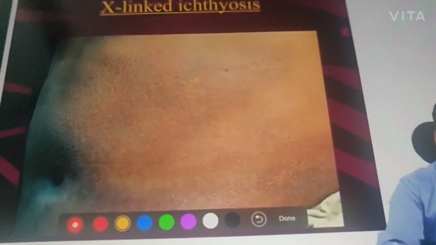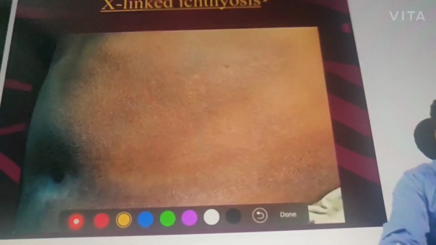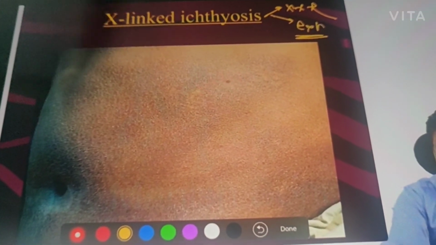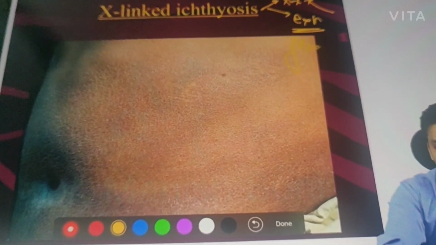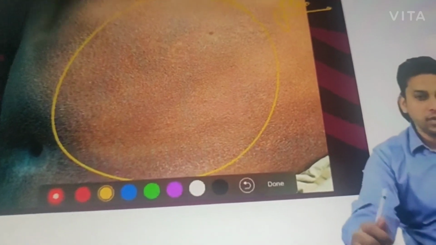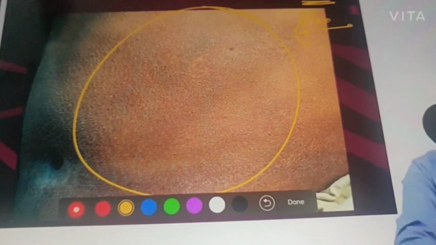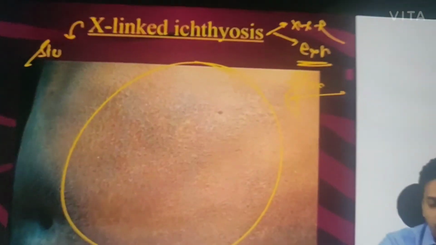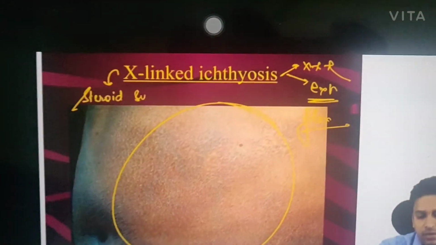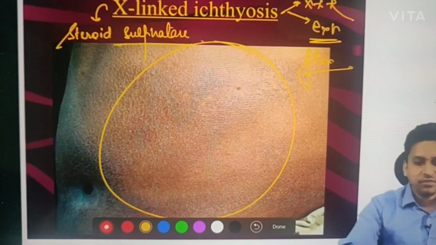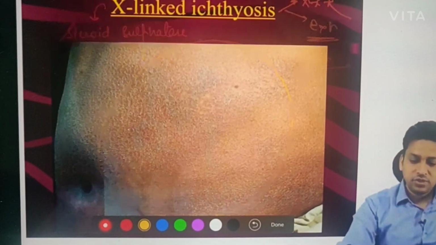While in X-linked ichthyosis, which is an X-linked recessive condition, mainly extensors are involved, but not only extensors, there is encroachment of the flexors as well. You can see that flexors are also involved. In X-linked ichthyosis there is deficiency of steroid sulfatase enzyme.